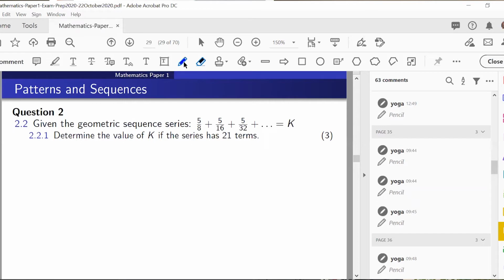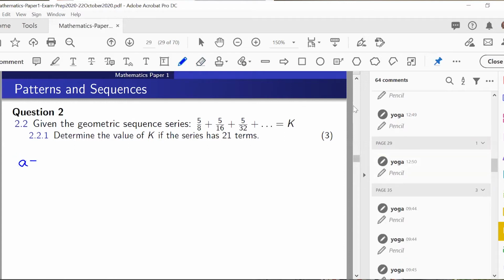I think I need to give myself enough space here. Starting right here, A is 5/8. The common ratio is half, and n is equal to 21.